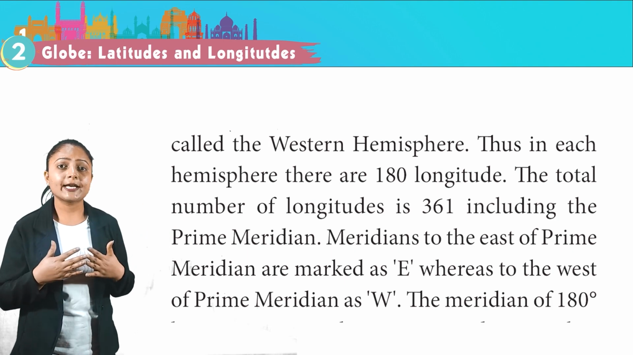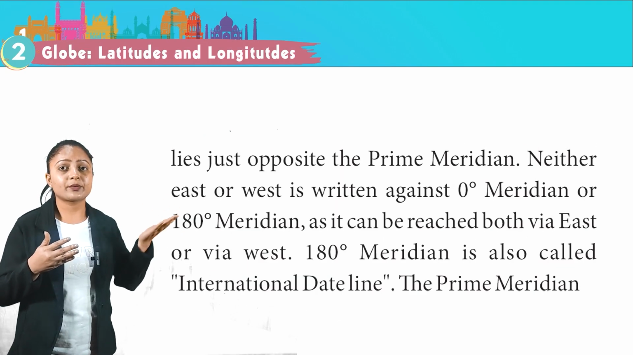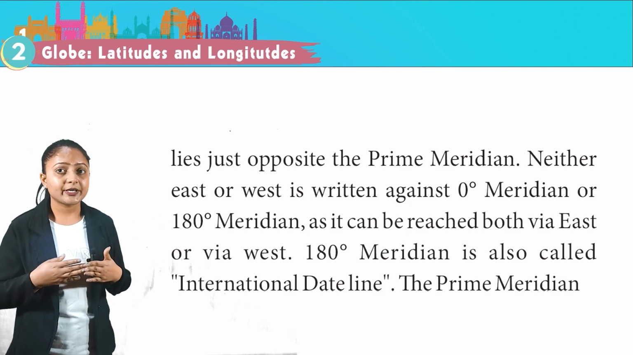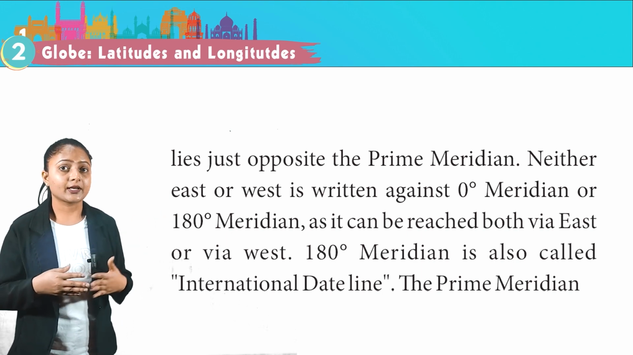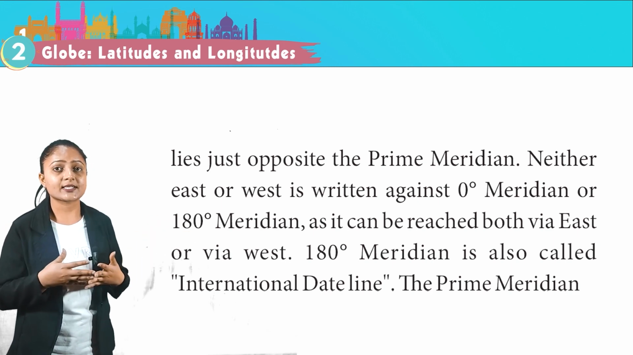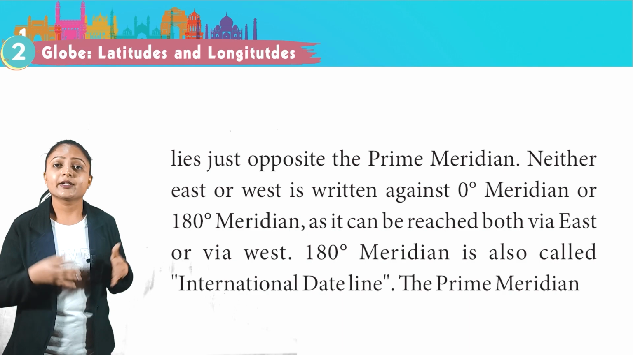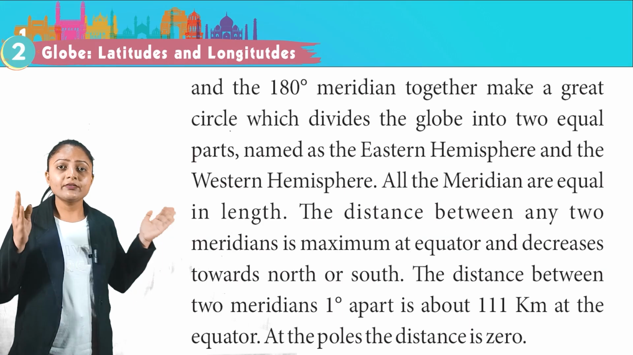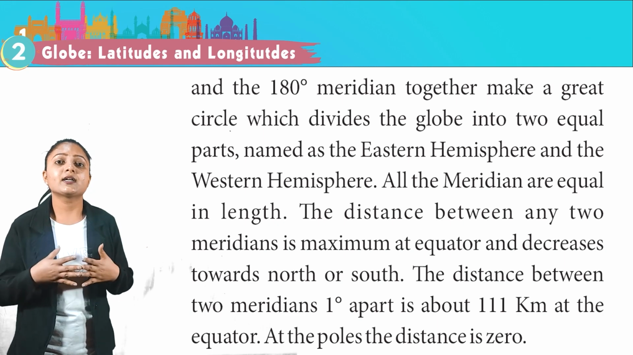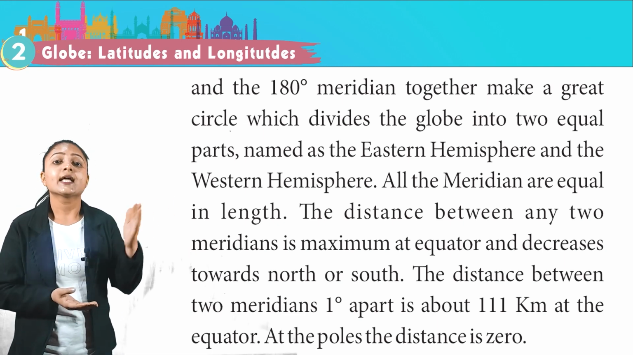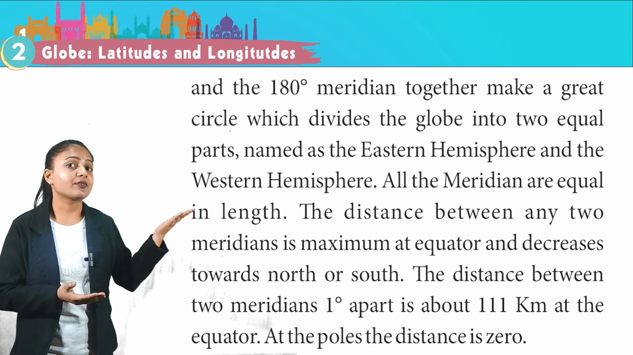The meridian of 180 degrees, just opposite the prime meridian, has neither E nor W written against it, as it can be reached both via east or via west. The 180 degree meridian is also called the international date line. The prime meridian and the 180 degree meridian together make a great circle which divides the globe into two equal parts, named the eastern hemisphere and the western hemisphere.